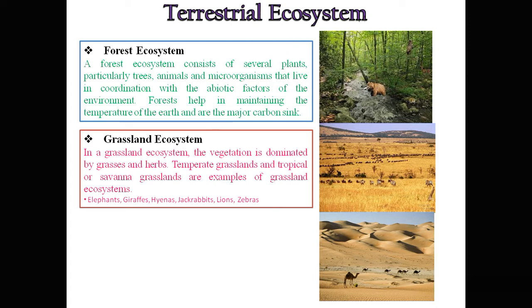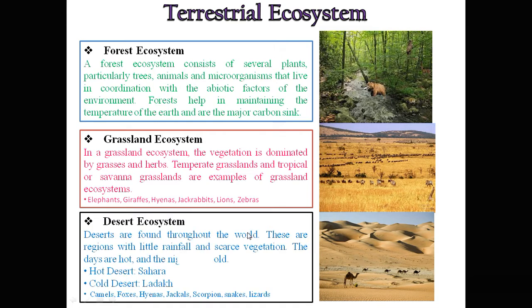In grassland ecosystem, the vegetation is dominated by grasses and herbs. Temperate grassland and tropical or savanna grassland are examples of grassland ecosystem. Grassland ecosystem is home to many organisms like elephants, giraffes, hyenas, jackrabbits, lions, zebras. The next ecosystem is desert ecosystem.